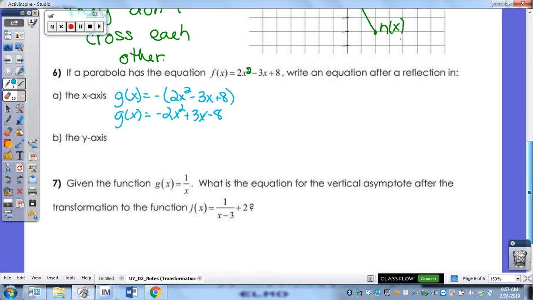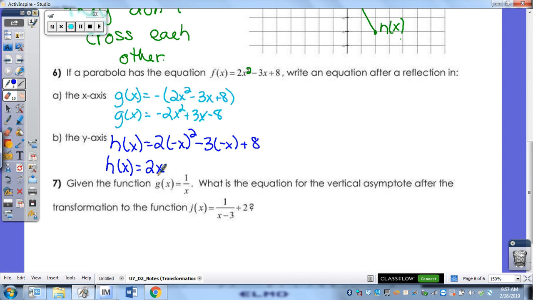To reflect it in the y-axis, that means the negative needs to be right with the x. So you would actually plug in a negative x. And then we would have to clean it up. So negative x squared turns back into positive, because negative times negative is positive. Negative 3 times negative x becomes a positive 3x. And then your 8 stays as 8.